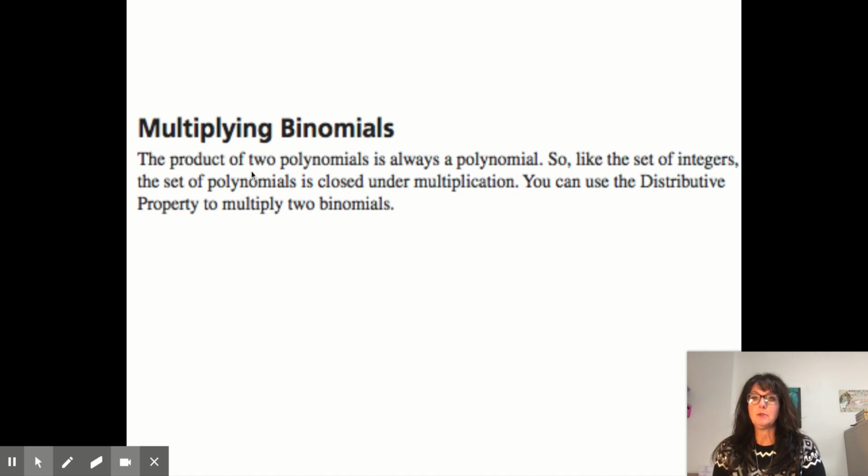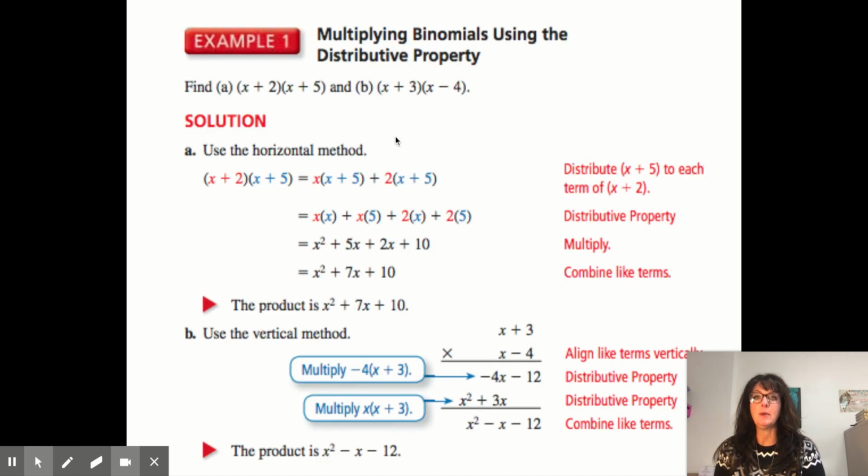So when we're talking about the product of two polynomials, the answer is it's always a polynomial that you get as a product. So let's see, we can use the distributive property. This is the main idea in the main form. When you think about it, you have x plus 2 times x plus 5. What we have to do is multiply x times the x and the 5. We have to multiply 2 times the x and the 5, and then combine like terms.